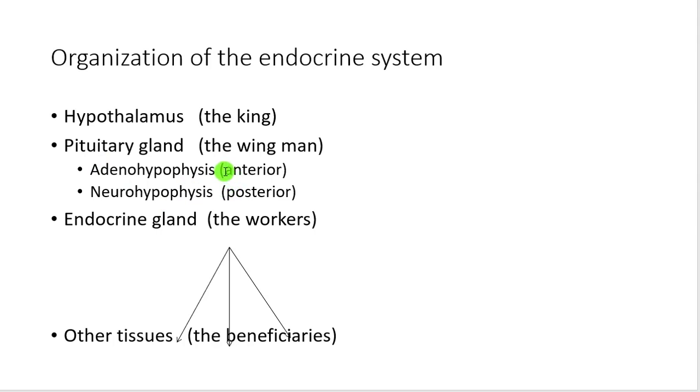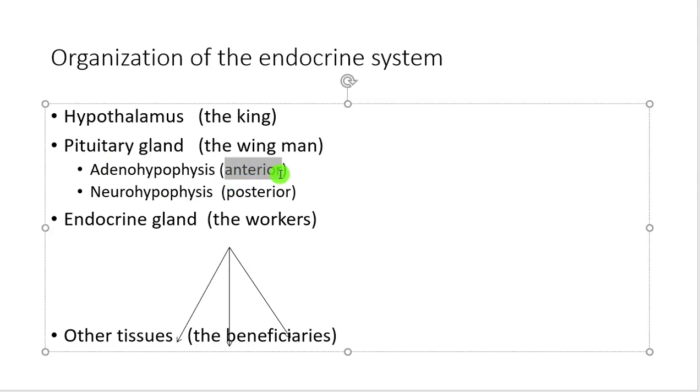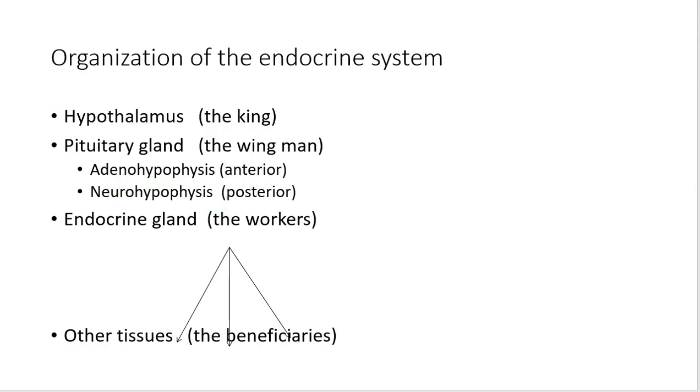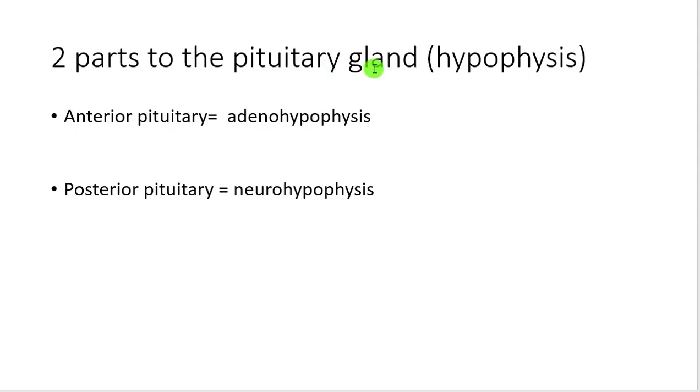And so previously, although I don't think I really emphasized it very much, I do want to emphasize it now. The anterior pituitary goes by its own name. And again, you've seen this slide before, but the anterior pituitary goes by the name adenohypophysis. And the posterior pituitary goes by its own name called the neurohypophysis. And I have that on a separate slide here. The two parts to the pituitary gland, and the pituitary gland is also known as the hypophysis. The anterior pituitary is known as the adenohypophysis, and posterior pituitary is the neurohypophysis.